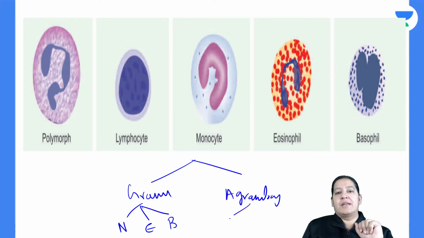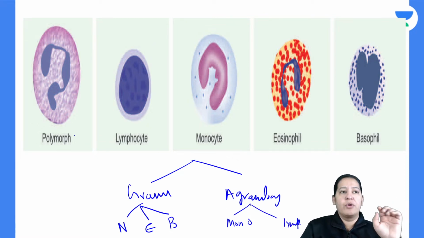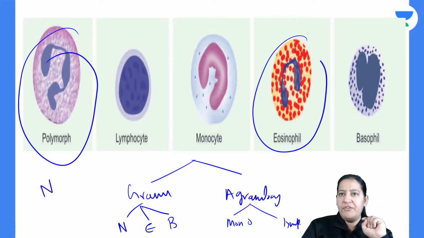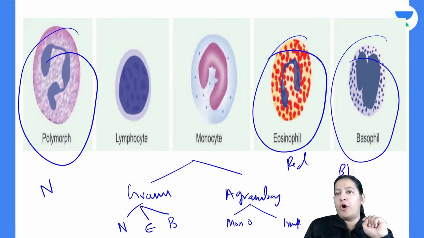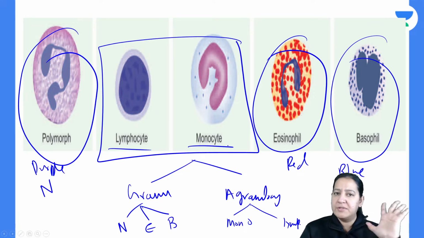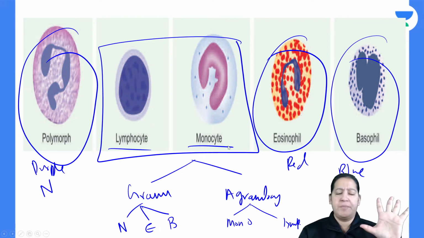Here 2 cells are there: number 1, monocyte, and second, lymphocyte. You can see the images of all of them in front of you. This is neutrophil having pink or purple granules. This is eosinophil having red granules, and this is basophil having dark blue or black granules. These 3 are granulocytes, and these 2 are agranulocytes, that is lymphocyte and monocyte. They do not have granules in the cytoplasm. So these are the 5 types of WBC present in human blood. My blood, your blood, all human blood has 5 types of WBCs.